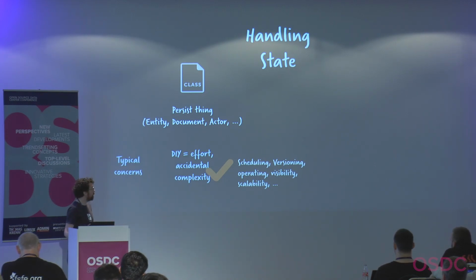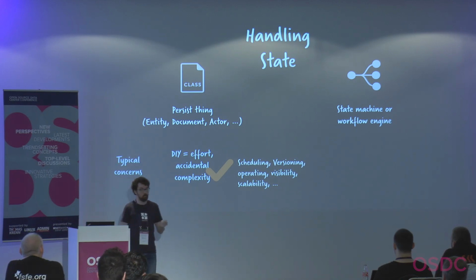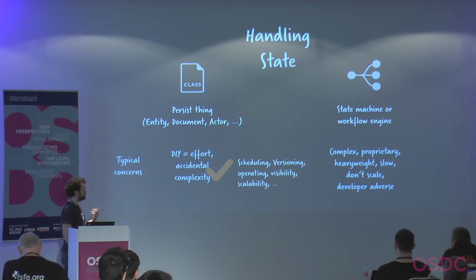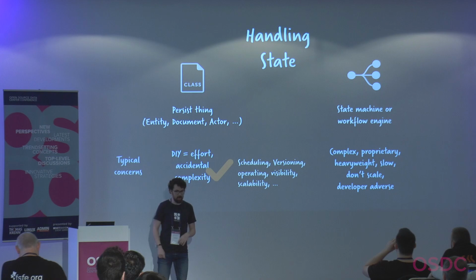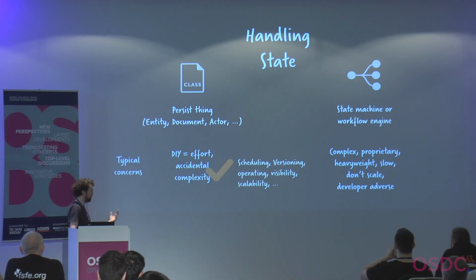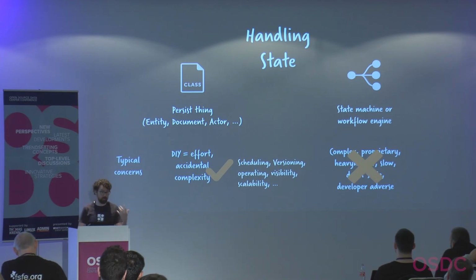Now, one of the reasons I'm here is to talk about the idea of throwing a state machine or a workflow engine at this problem, and how relatively easy that is. First of all, the problem with state machines and workflows is that they tend to have this idea that they are somehow proprietary, big, heavyweight things, slow, they don't scale, and they're developer averse. But actually, there's a whole bunch of really nice open source solutions out there that can help us do this. And they are very lightweight, and they're developer oriented and developer friendly.